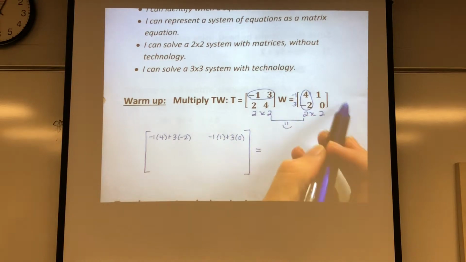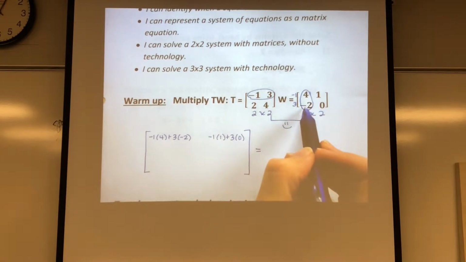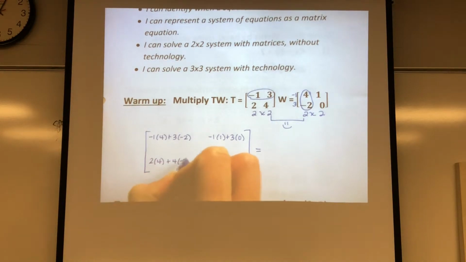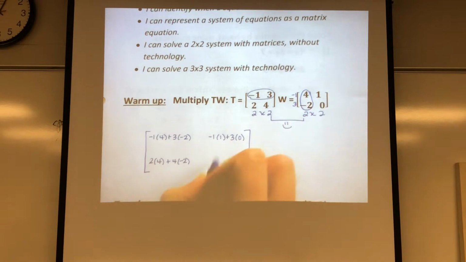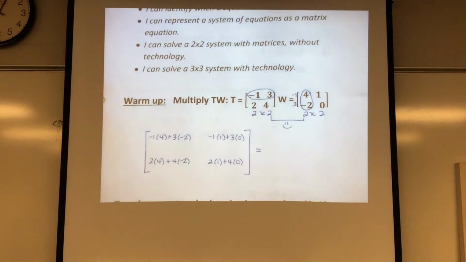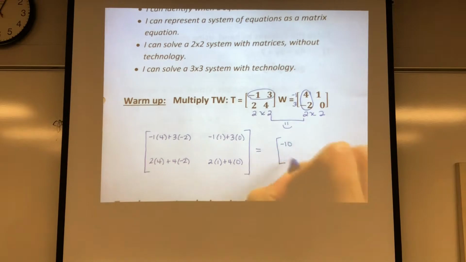Since we're all out of columns to multiply that row by, we go ahead and switch to the second row. So we're going to take 2 and 4 and multiply it times 4 and -2. 2 times 4 plus 4 times -2. And then times the last column. So 2 times 1 plus 4 times 0. All right, simplify all of those and we get -10, 0, -1, 2.